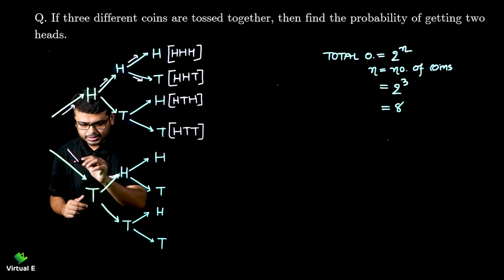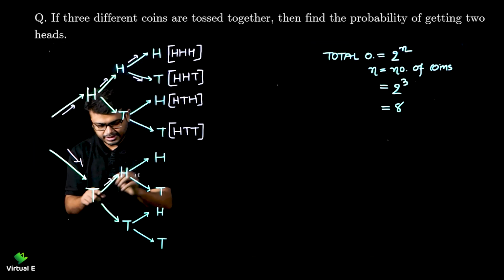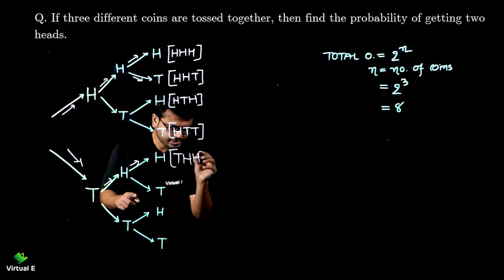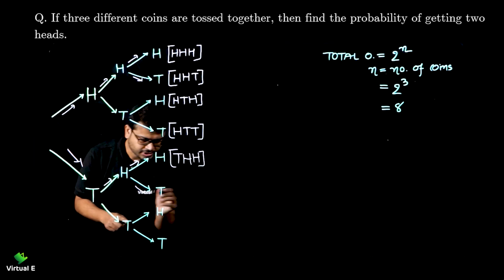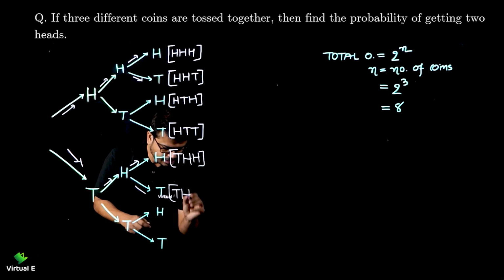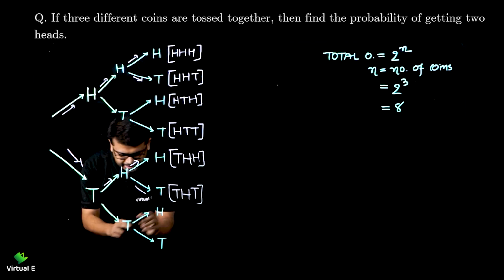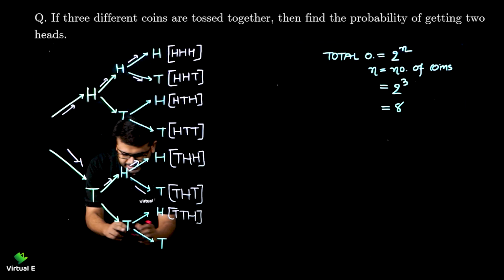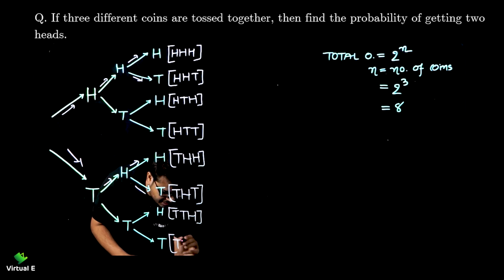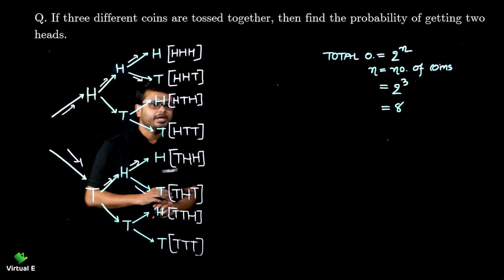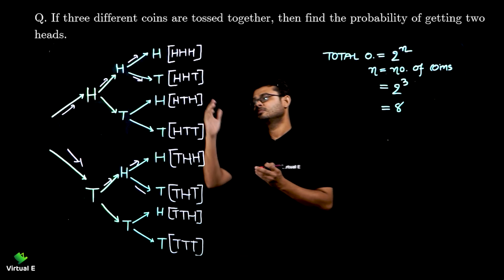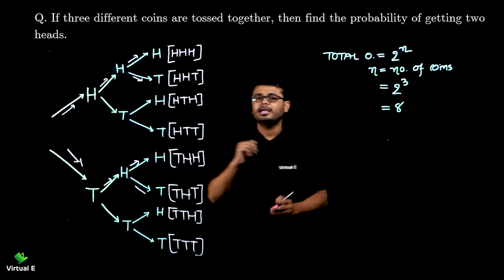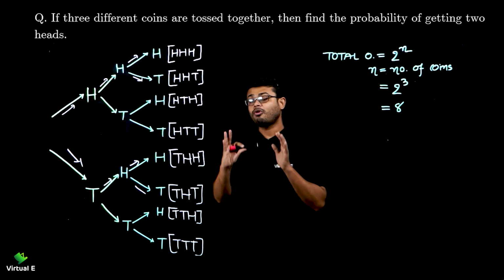Now come to down. This T, then T, H, H. Then T, H, T. Then T, T, H. And finally T, T, T. So you can count, there are 8 outcomes, right? 1, 2, 3, 4, 5, 6, 7, 8. There are 8 outcomes, right? So we are sorted out with what the outcomes are.